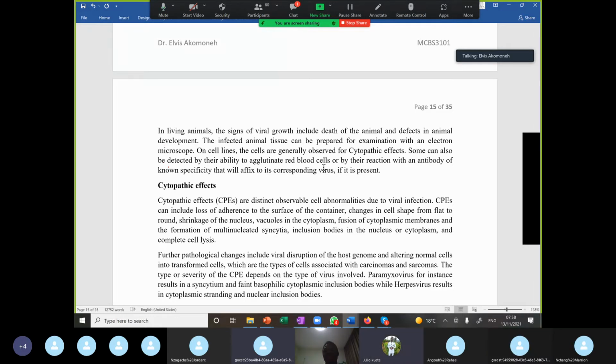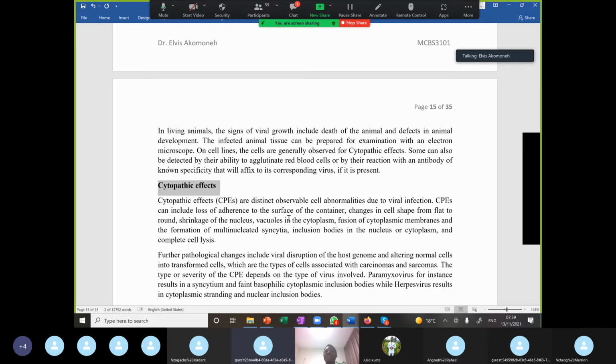For cell lines, we typically observe signs of cytopathic effects, sites of distortion in the typical presentation of a cell line. And this could include loss of adherence of the cells to the substratum. So all cells are anchorage dependent. When they grow, they anchor themselves to the substratum of the container or the medium. So when they lose this ability, it's an indication of infectivity.